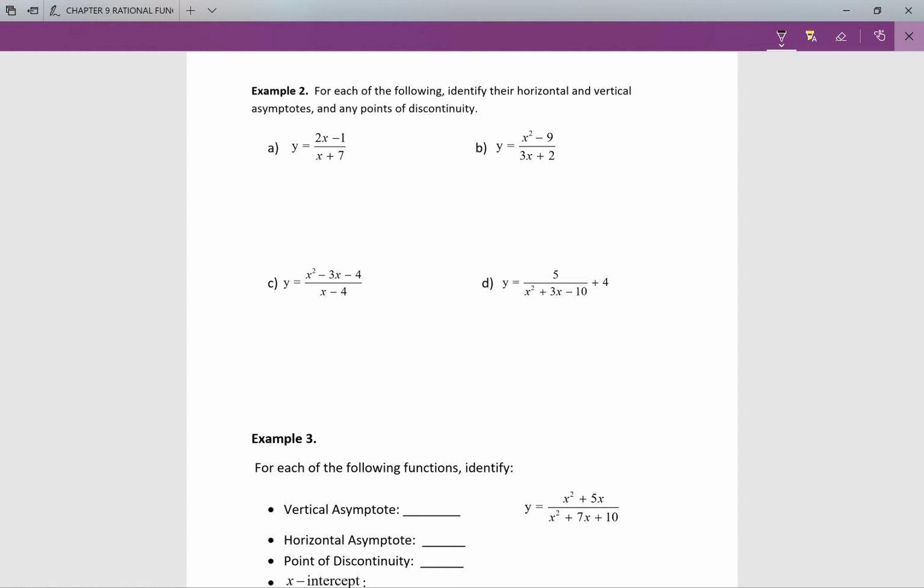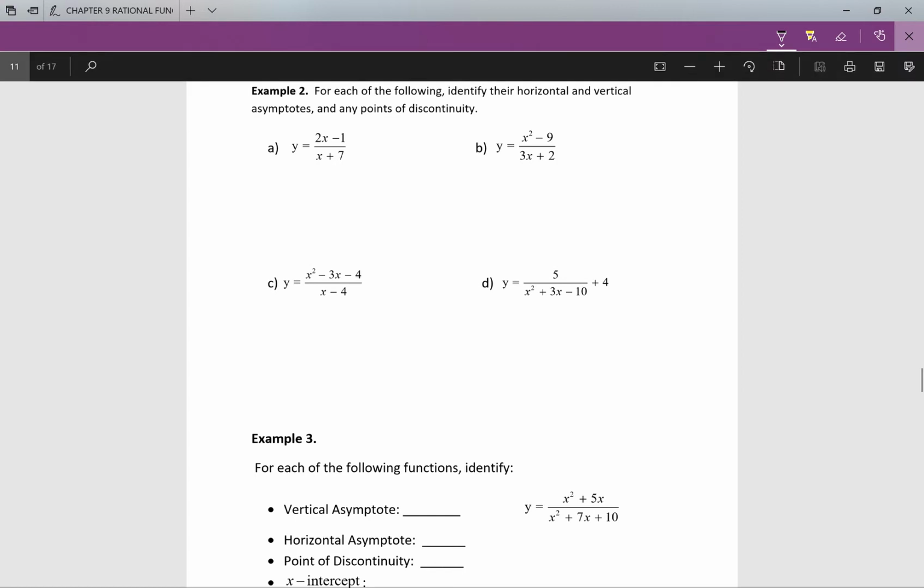So, example 2. For each of the following, identify their horizontal and vertical asymptotes and any points of discontinuity. Starting on my first one, I can't really factor anything there. It's going to be 2x minus 1 all over x plus 7. We can also see that nothing's going to cancel. So my point of discontinuity, we're not going to have any. Why? Because nothing cancels, nothing gets removed.